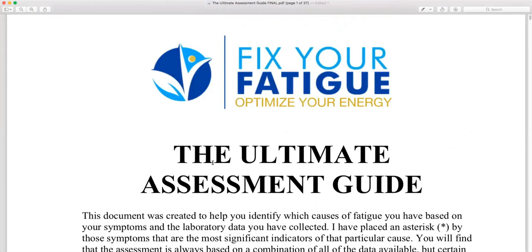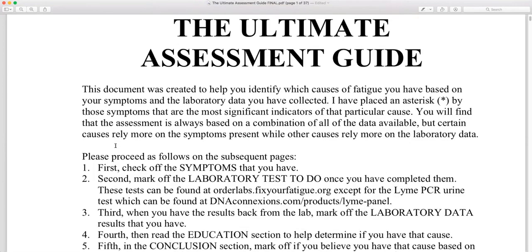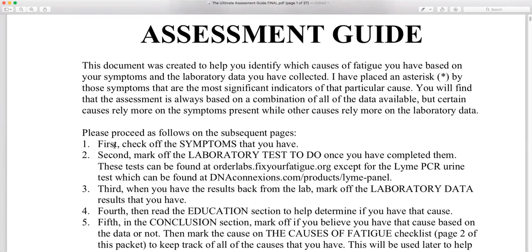So here we are, the ultimate assessment guide. And like I said, this is basically taking all the data that we have right now and combining the symptoms plus the labs and coming up with a way to assess. So I'm going to read the instructions here, and then we're going to go through it so that you can have an idea about what it is. Make it easier on you when you print it out.